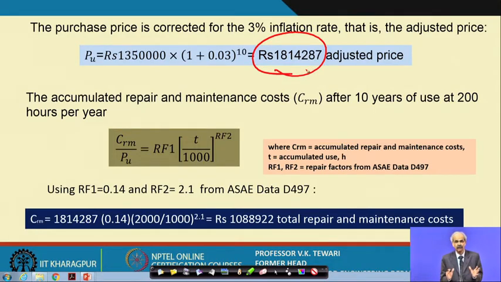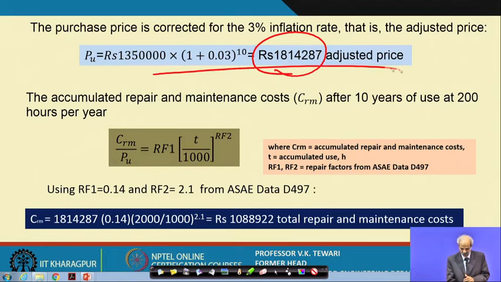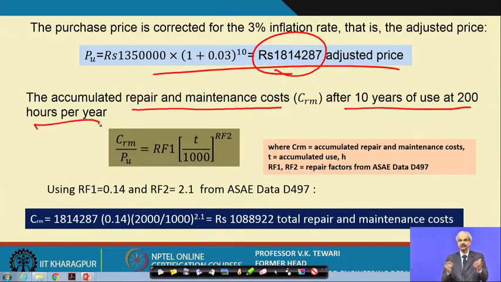But all apologies for any mistakes in these calculations, although we hope there will not be any, but if there are, we are ready to accept that and correct it if at all. Now, the accumulated repair and maintenance cost for the 10 years use of the machine at only 200 hours per year, which as I said could be varying a lot.